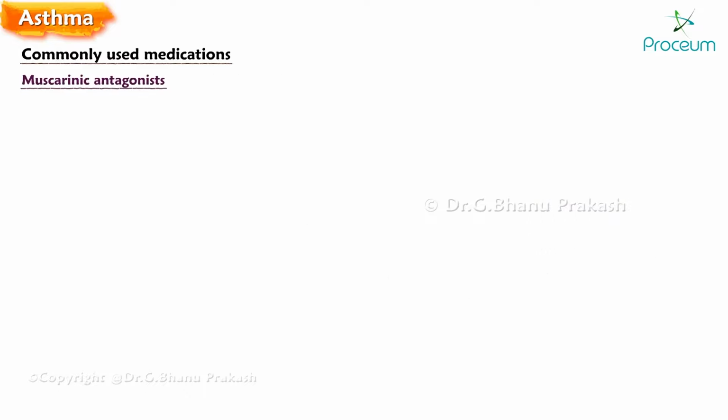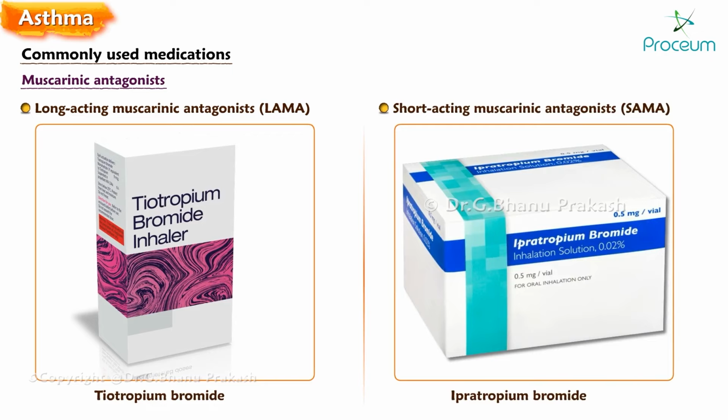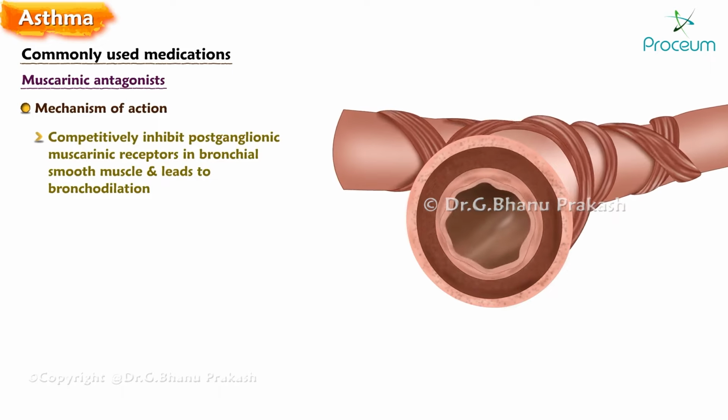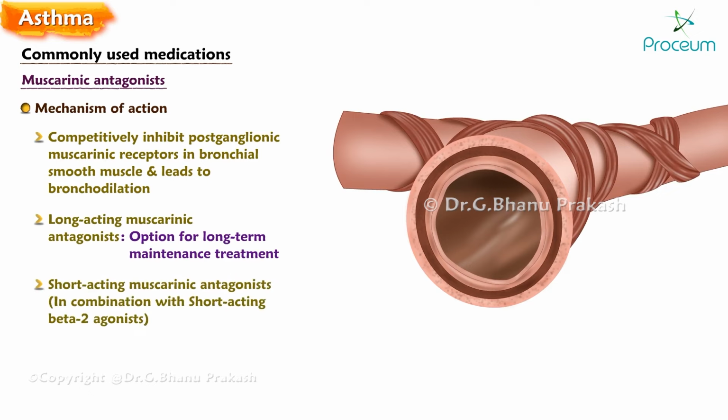Muscarinic antagonist. Long-acting muscarinic antagonist, LAMA. Tiotropium bromide. Short-acting muscarinic antagonist, SAMA. Ipratropium bromide. Mechanism of action: competitively inhibit postganglionic muscarinic receptors in bronchial smooth muscle and leads to bronchodilation. Long-acting muscarinic antagonist, option for long-term maintenance treatment. Short-acting muscarinic antagonist, in combination with short-acting beta-2 agonist, used in the management of severe and life-threatening asthma exacerbations.